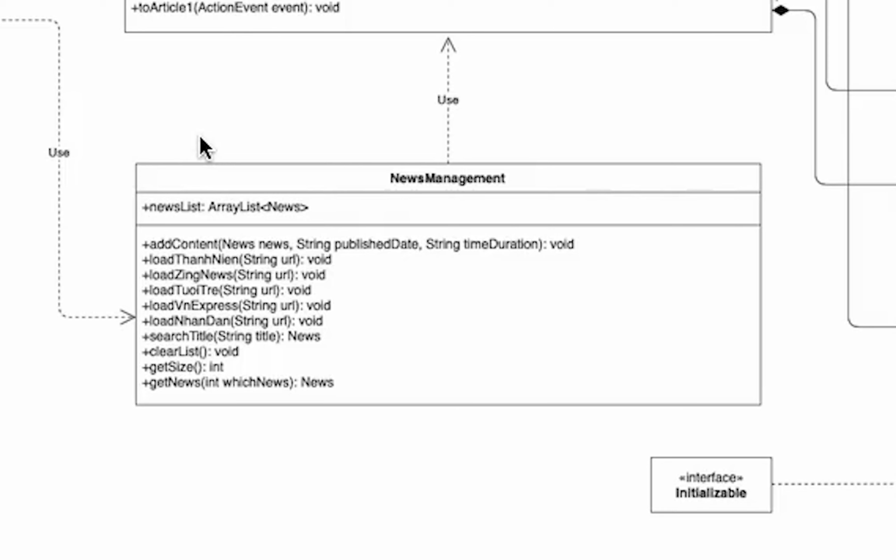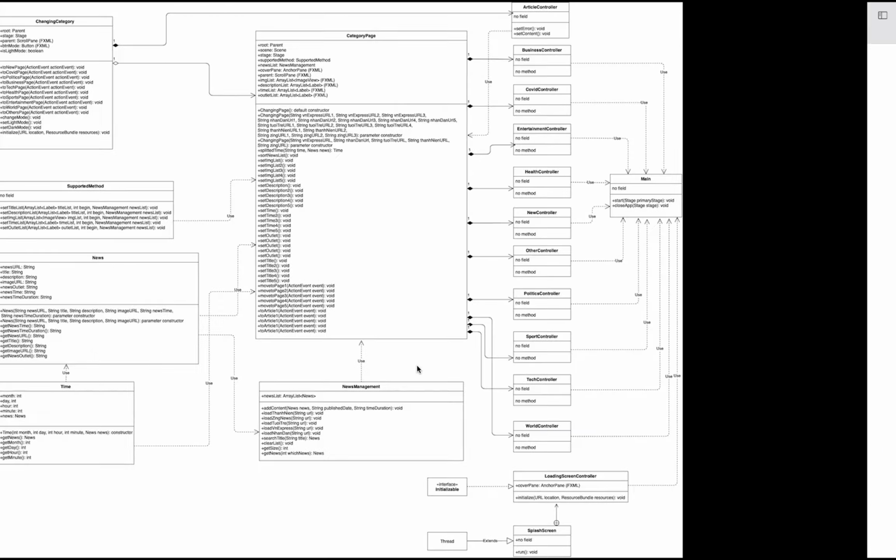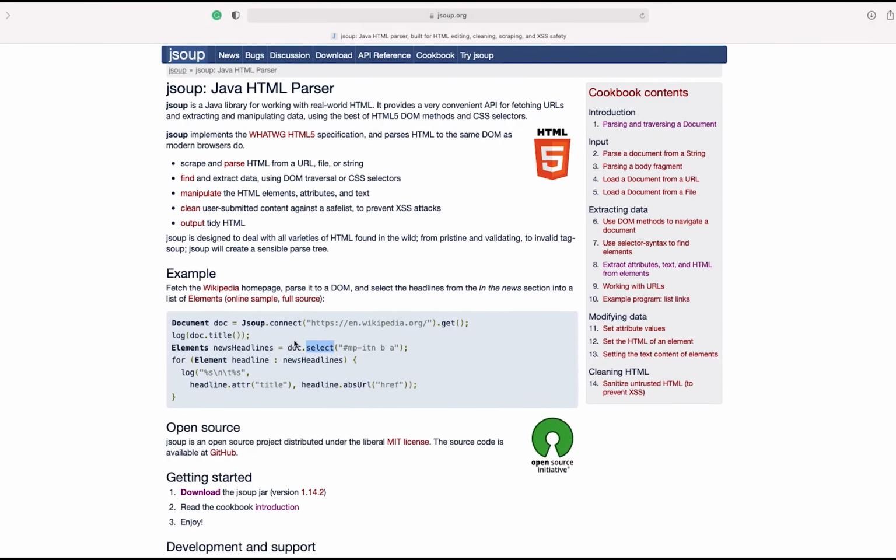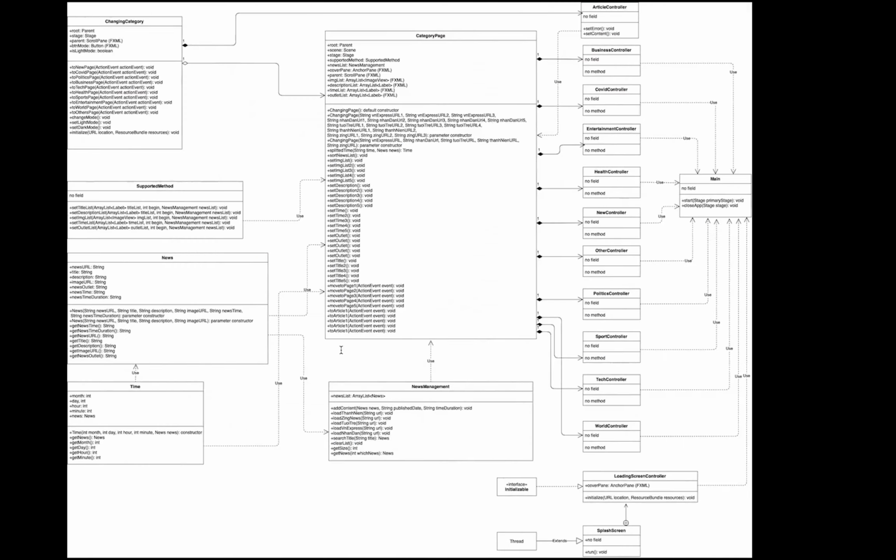To set the data for the news list, the system will run the scraping strategy, which is also declared in the news management class. Let's talk about the scraping tool. In our system, we use JSoup as the external library for scraping. Basically, it will access the URL through the connect method and then use the select method to get the content from the HTML structure.